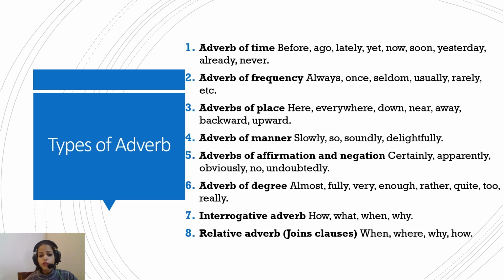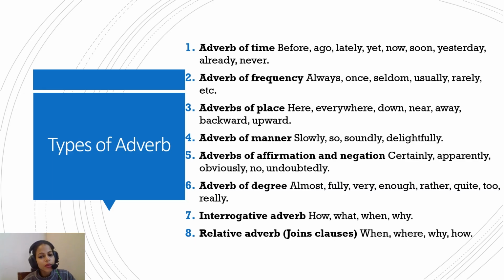Now let's try to understand what are the various types of adverbs. Okay, so in this way we will be able to understand various phases of adverb. So an adverb can be an adverb of time. It tells when something is happening. So before, ago, lately, yet, now, soon, yesterday, already, never. These are all adverbs of time. Second category is adverb of frequency. So it tells how often something is happening. Is it happening always? Is it happening just once? Or does it happen seldom? Or does it happen usually, rarely, etc.? These are adverbs of frequency.